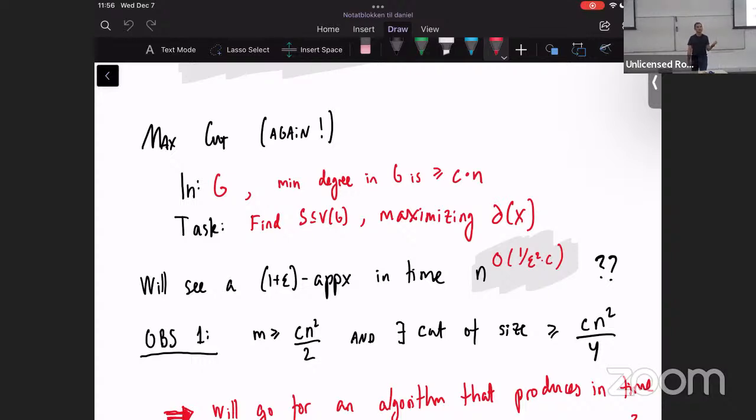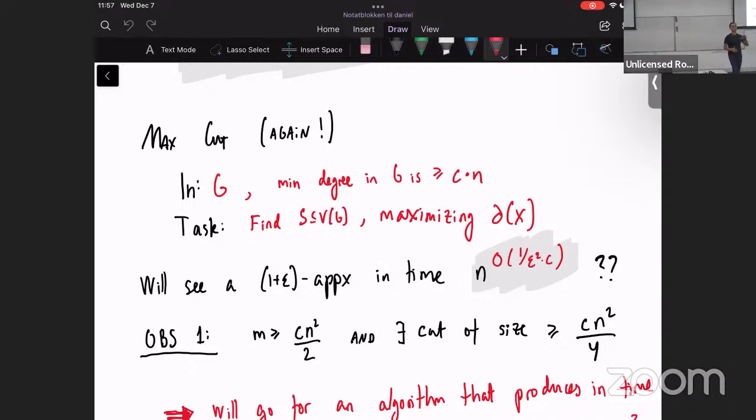But now we're going to have an additional assumption, and that is that the graph has large minimum degree. So it's one of those interesting situations where the problem actually becomes easier if the graph is really dense. Usually you think of the sparse case as the easy case and the dense case as the hard case. This time is kind of the opposite.